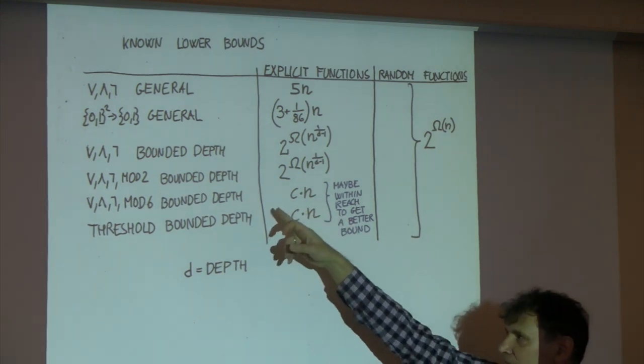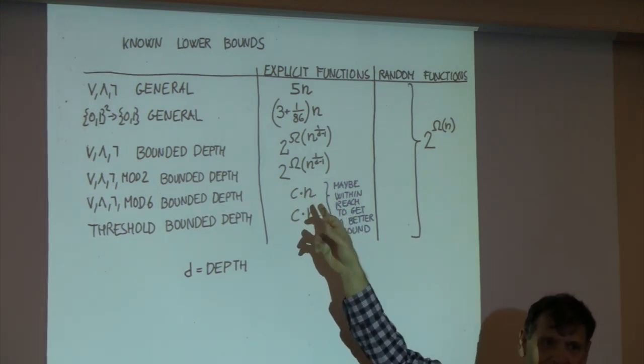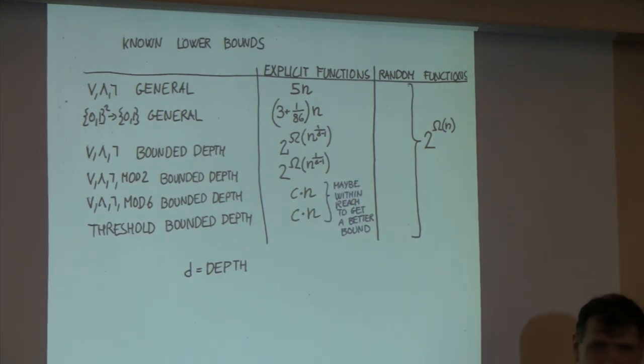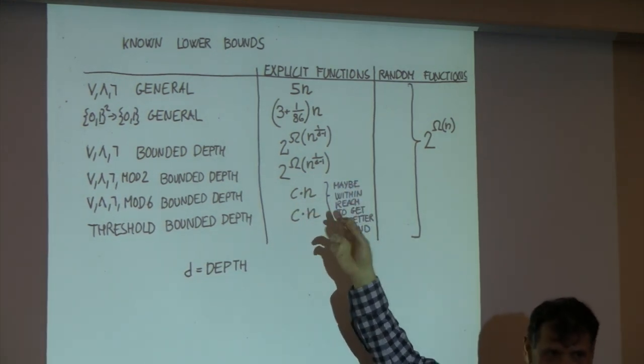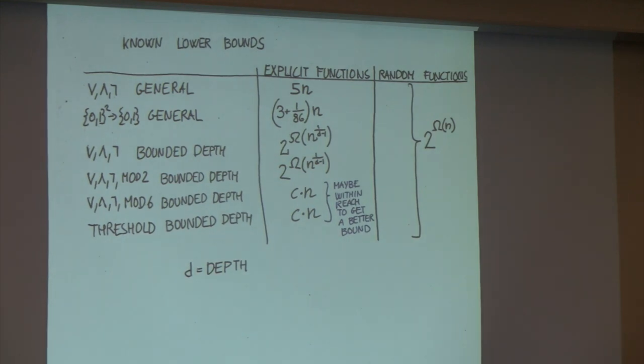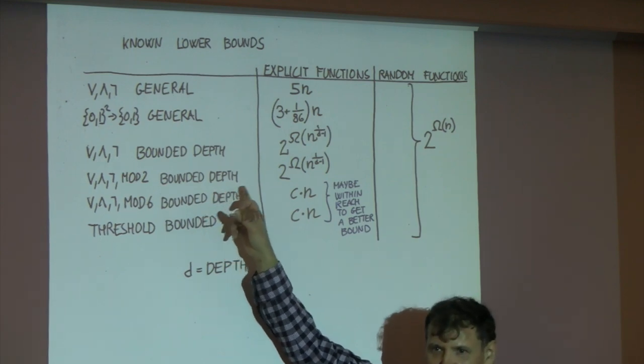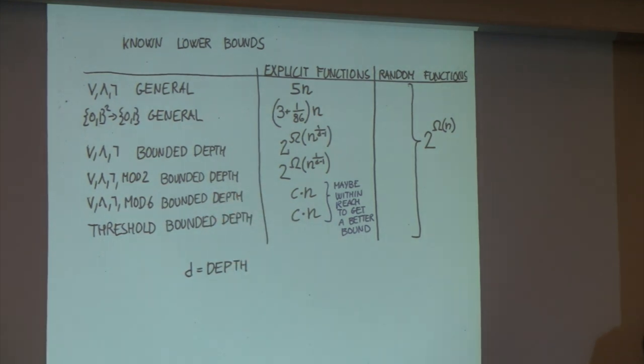However, already with mod 6 gates, and that's where our art stops, we already don't have bounds at all, and of course neither for threshold circuits. So this is where we might be able to, so that would be the next step. An exponential bound would be guaranteed to be a top paper in any major computer science conference.